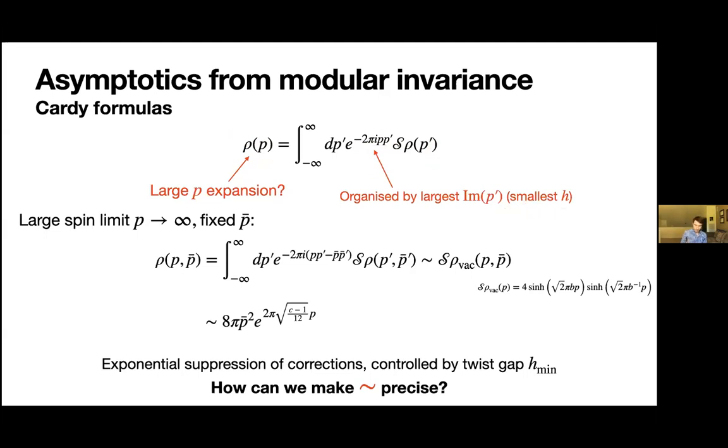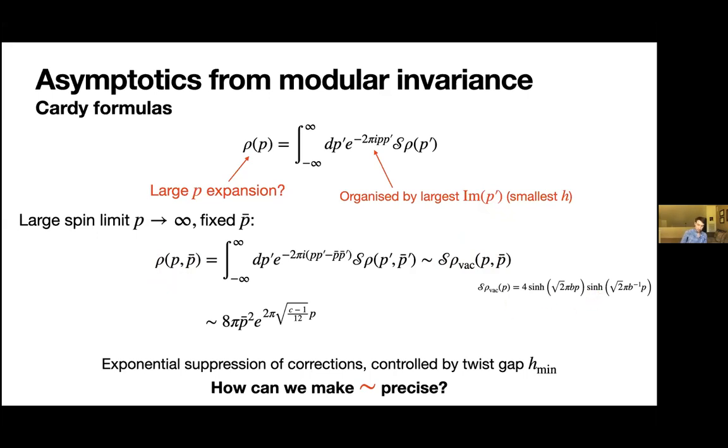So this is saying in fancy, unfamiliar language things that you know very well, which is that if you want to know the high energy density of states, you should look at the S transform of the ground state. And then corrections are organized by the lightest states. So because the lightest state, the one with the largest imaginary part of P prime, is the vacuum, there should be a sense in which the density of states is dominated by the S transform of the vacuum density of states.